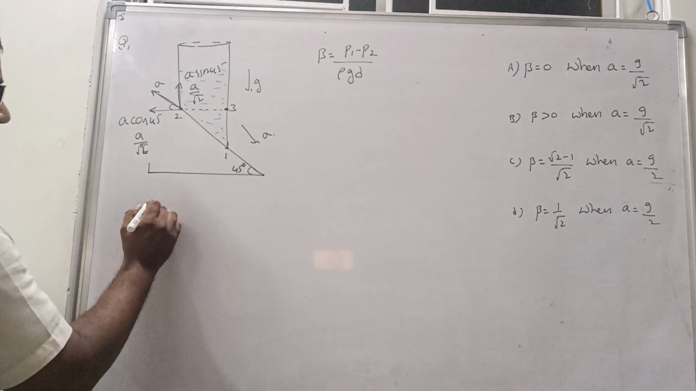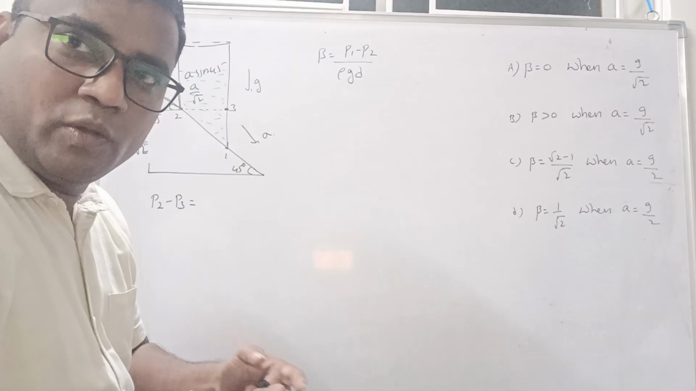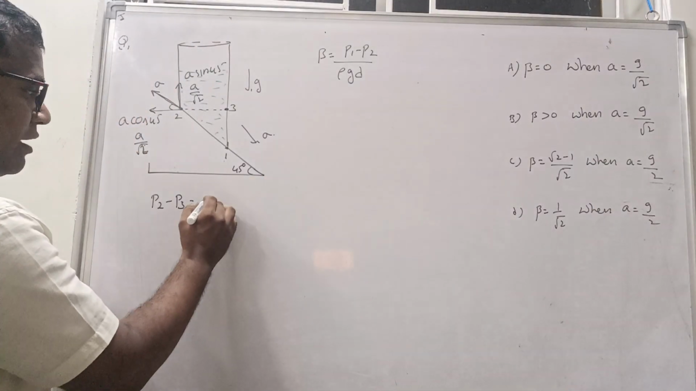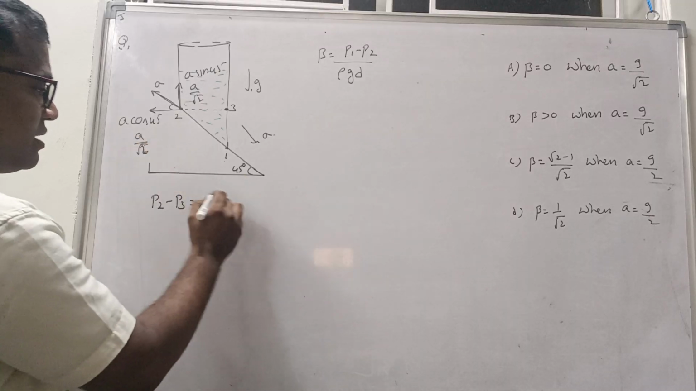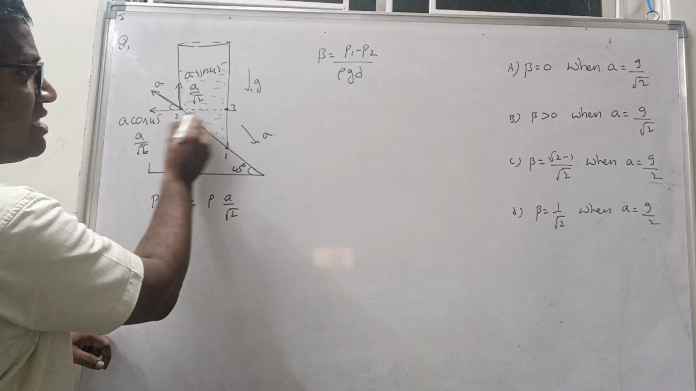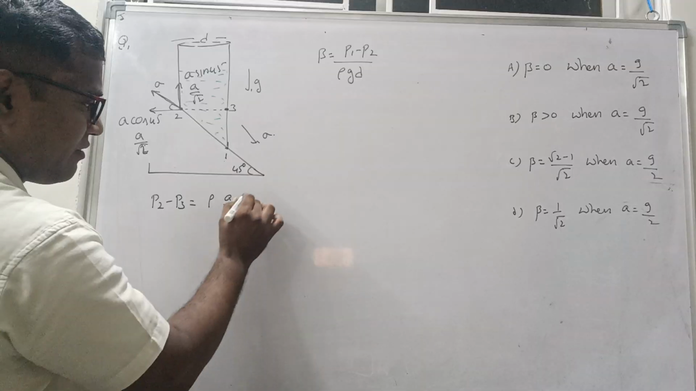So I will write P2 minus P3 is equal to rho g h formula, but here g is nothing but the acceleration along the horizontal. So I will write rho times the acceleration in this direction. How much is it? A by root 2 into this distance. How much distance is it? The distance is D. The diameter is given as D, so I will write this is D.